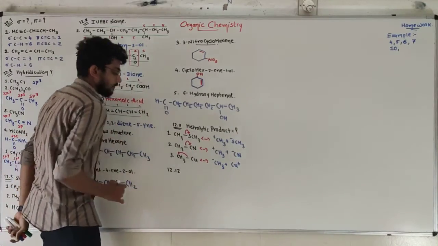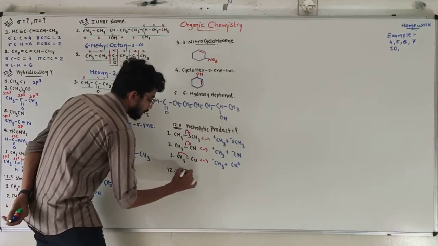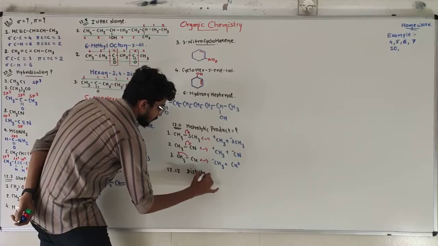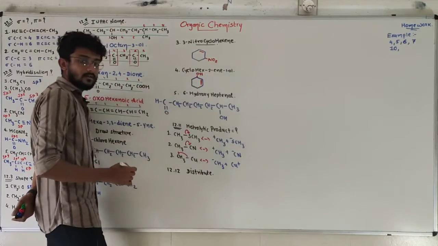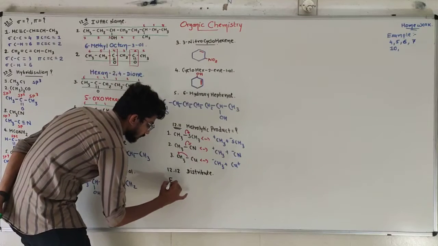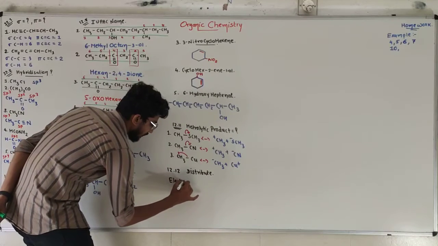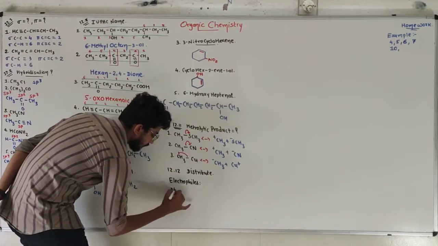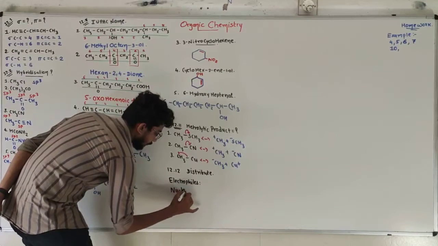Now 12.12, we have to distribute the given reactants into electrophiles and nucleophiles.